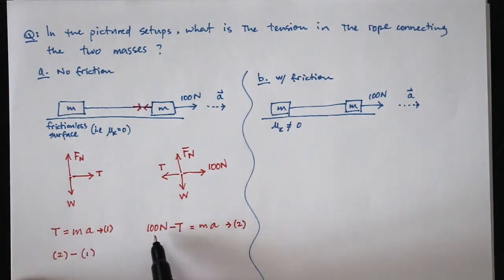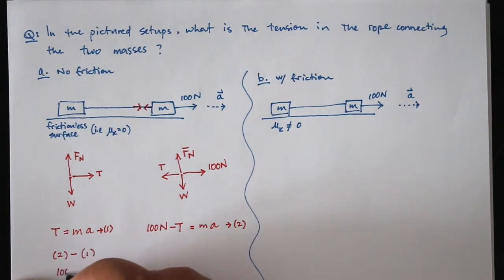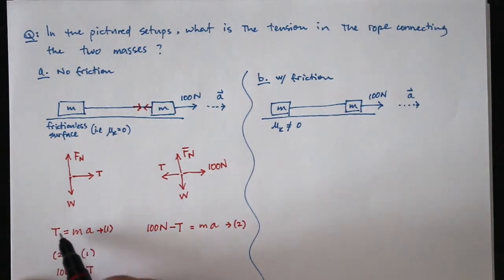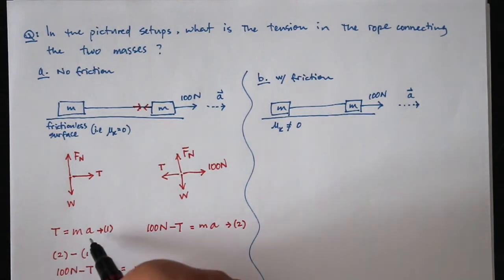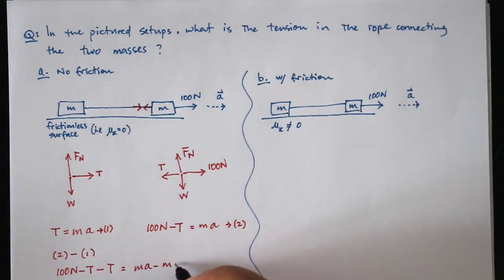So for the left-hand side of the equations, 100 newtons minus T, minus equation 1, so minus T. And on the right-hand side, it's going to be MA, and then minus the right-hand side of the other equation. So from this, I find out that 100 newtons minus 2T is equal to 0, which tells me that T is 50 newtons.